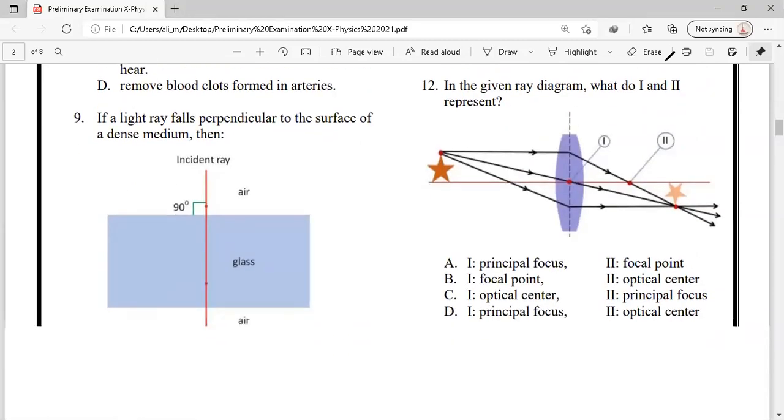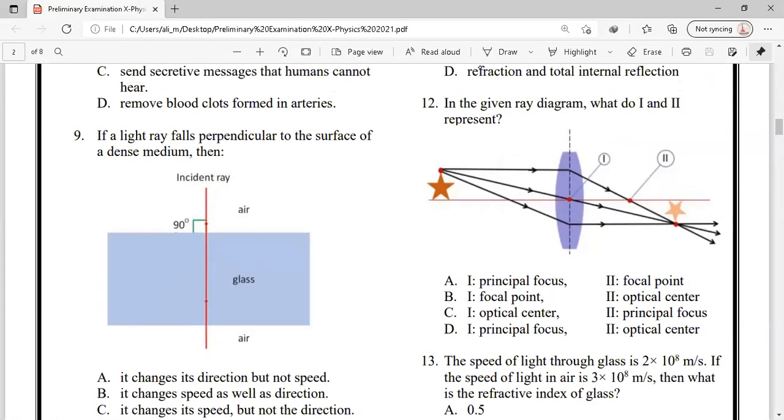Let's see question number 12. In question number 12, we have a diagram of a convex lens in which an image is formed, and with the help of these three rays, we have to identify these 2 points. If we recall the rules of image formation, this parallel incident ray always passes through the focus.